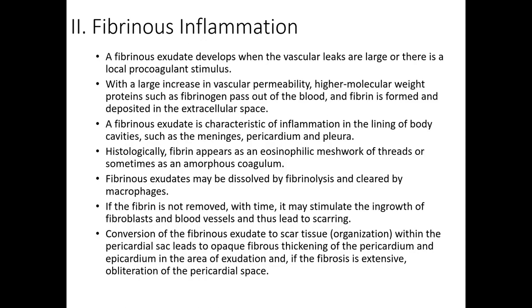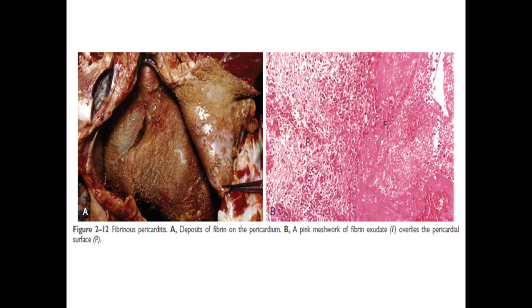Conversion of fibrinous exudate to scar tissue is called organization. Within the pericardial sac it leads to opaque fibrous thickening of the pericardium and epicardium in the area of exudate, and if the fibrosis is very extensive, obliteration of the pericardial space will occur. This is the pericardium with fibrinous exudate, a deposit of fibrin on the pericardium. All these purple dots are the fibrin deposit on the pericardium.